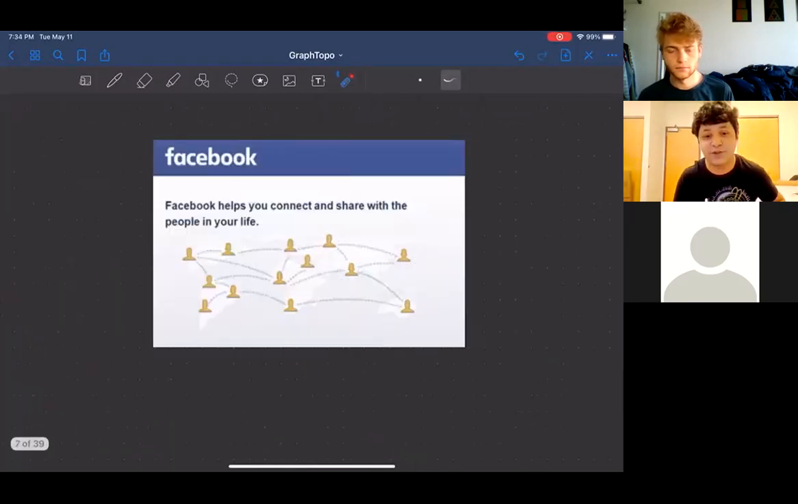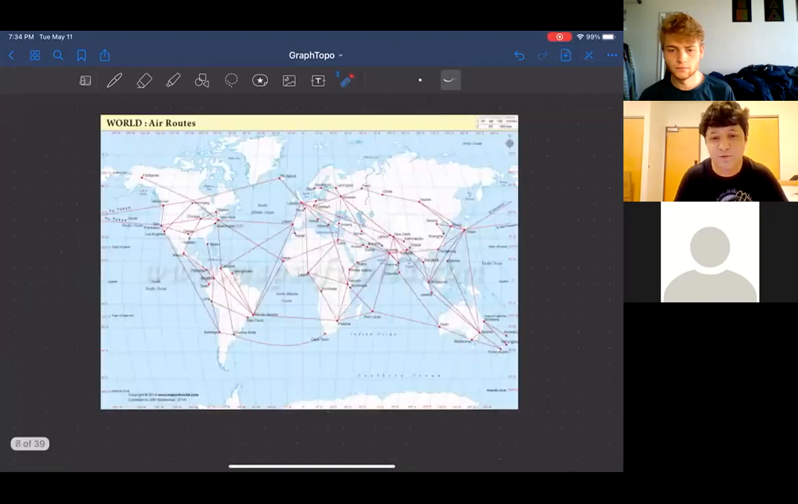Also, every time you log into Facebook, you have these graphs, and each vertex is a person in the world. And if two persons are friends on Facebook, then you have an edge between them. Also, for example, in airline routes, vertices are placed in places all over the world, and if there's a flight connecting two places, then you have an edge between these two places. So basically, this is what graphs are.